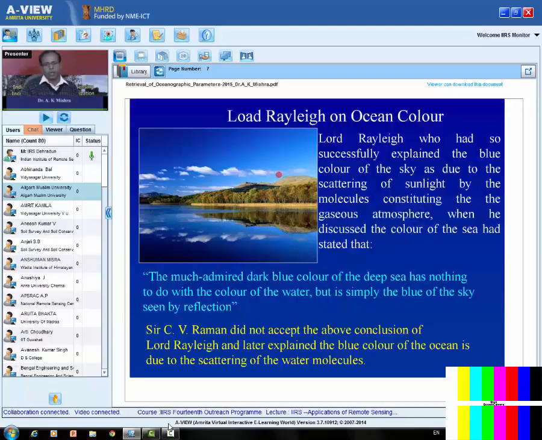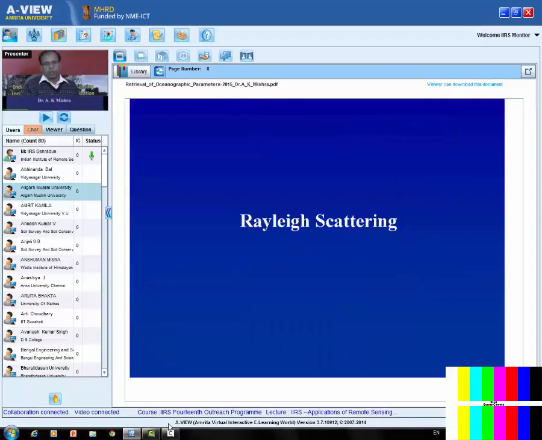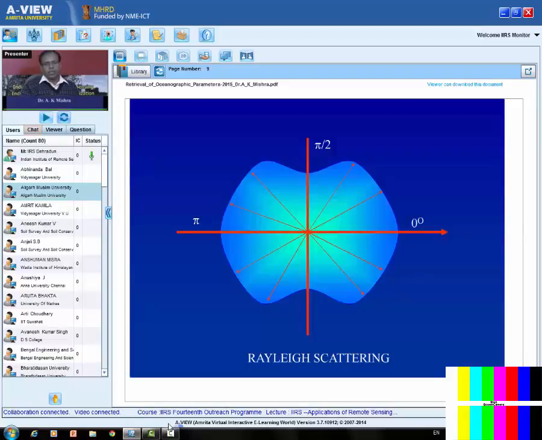But Sir C.V. Raman did not accept the above conclusion of Lord Rayleigh, and later explained the blue color of the ocean is due to the scattering of the water molecules itself. So he applied Rayleigh scattering to the water molecules and proved that the blue color is scattered more by the water molecules. So this is the Rayleigh scattering. The forward scattering is equal to the backward scattering.